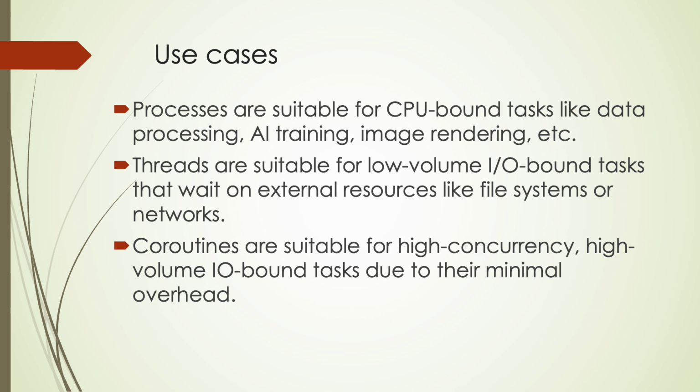Finally, let's compare their respective use cases. Processes are suitable for CPU-bound tasks like data processing, AI training, image rendering, etc. Threads are more suitable for low-volume I/O-bound tasks that wait on external resources like file systems or networks. And coroutines are suitable for high-concurrency, high-volume I/O-bound tasks due to their minimal overhead.